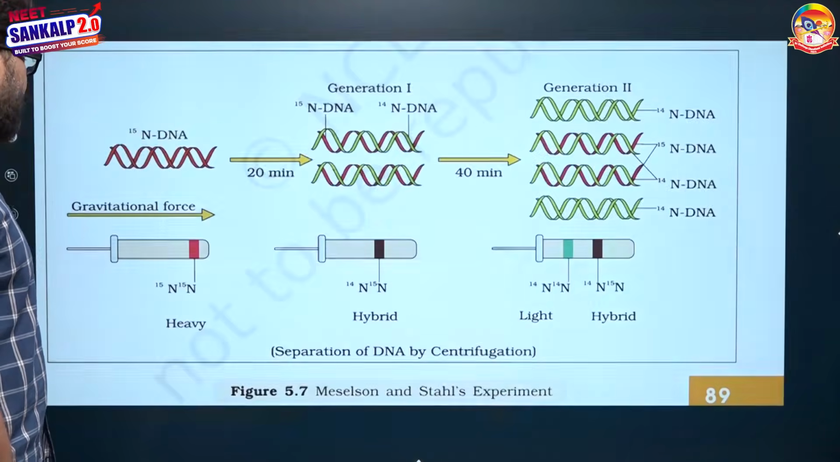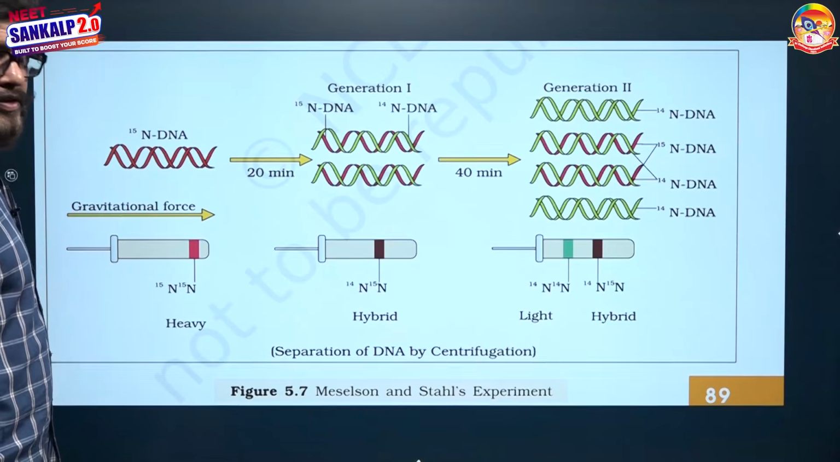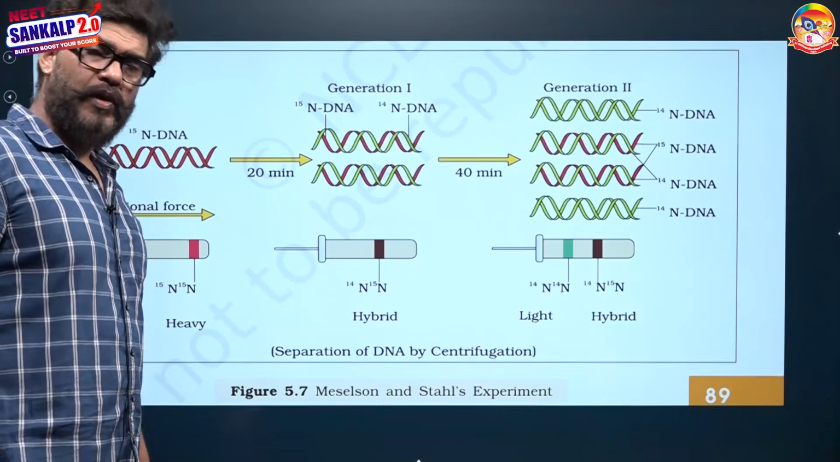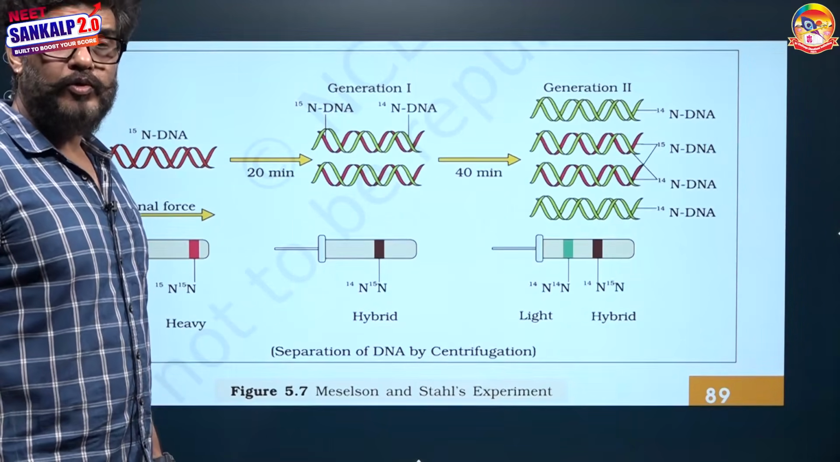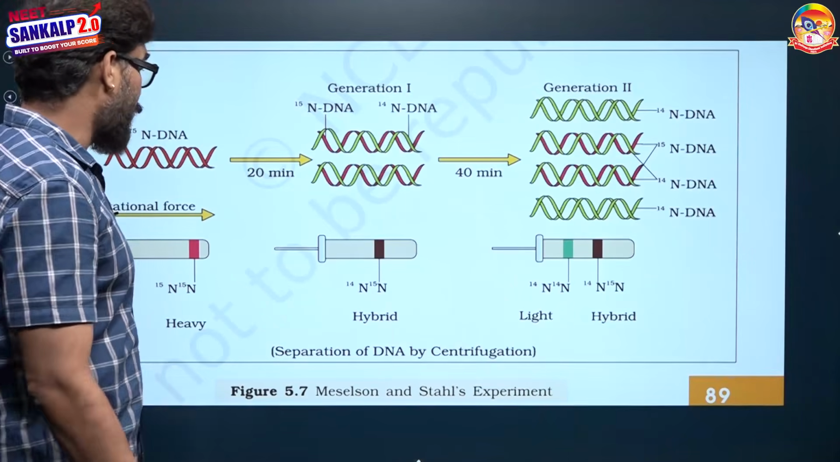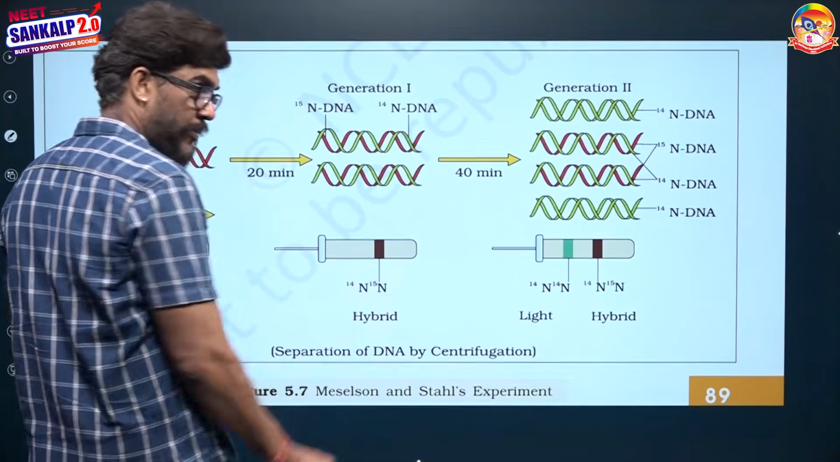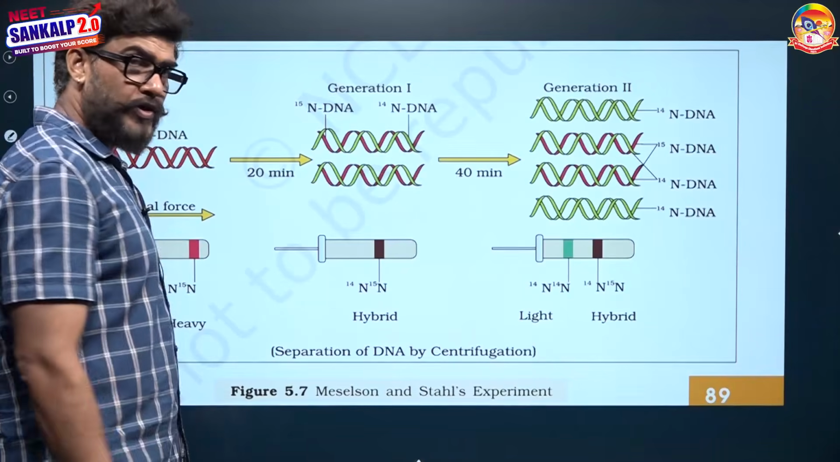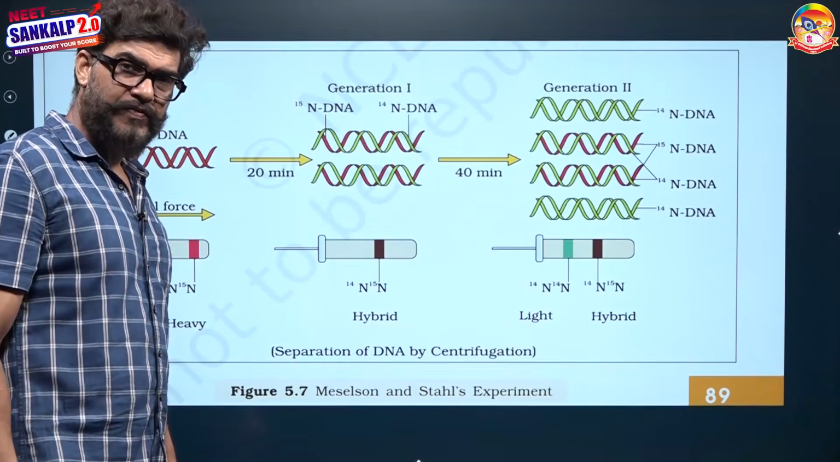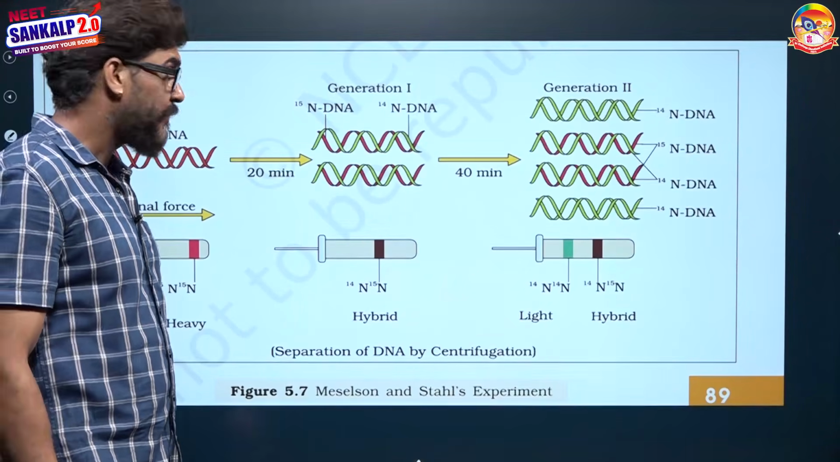When they isolated the E. coli after 20 minutes and examined the DNA, they found that the entire DNA was forming an intermediate band. It means it was a hybrid DNA having one strand 15 and one strand 14.